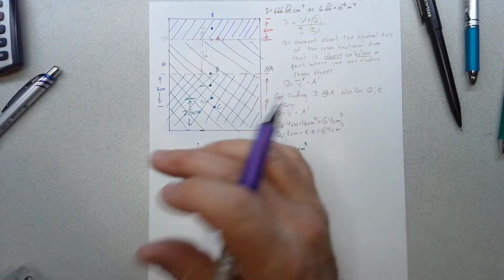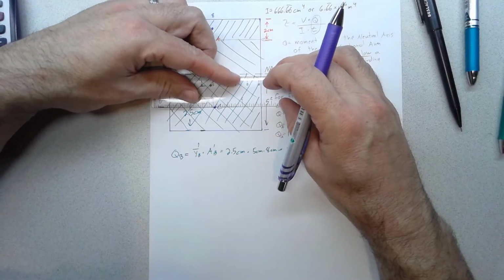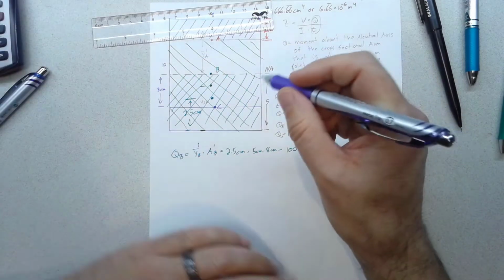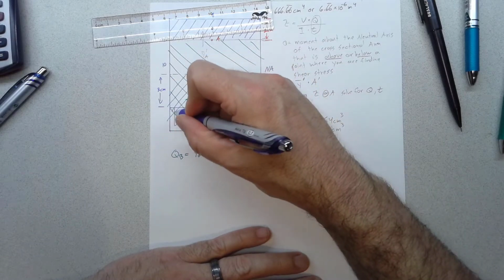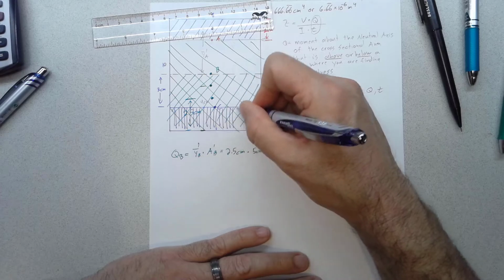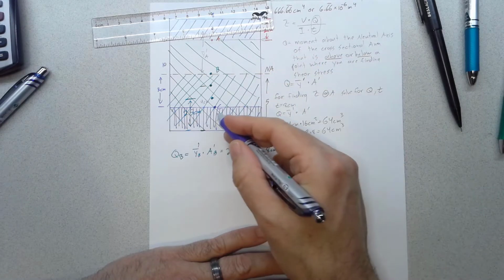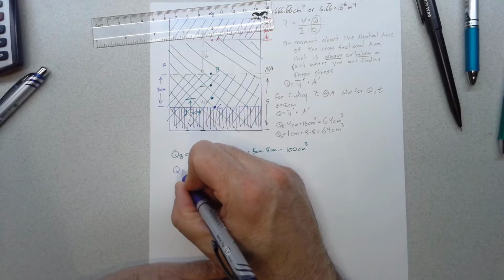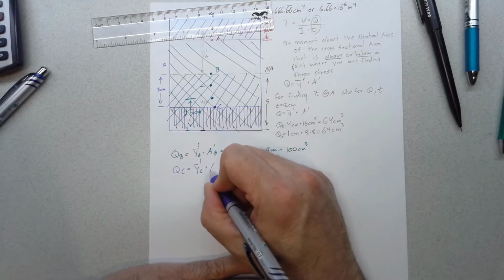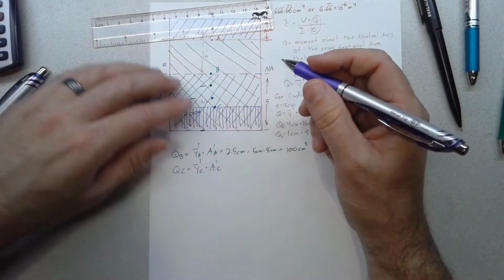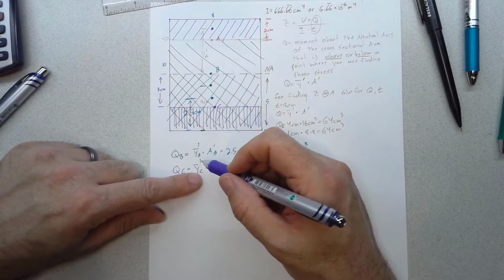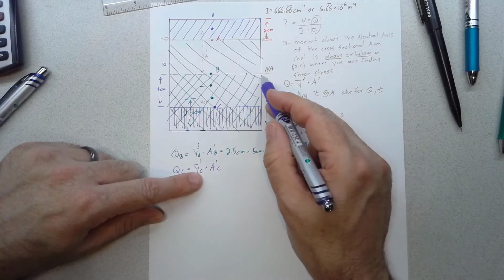So now we're looking at C. Drawing's getting a little crowded, but we're going to look at a plane cutting through C. So now the shaded area, I'll do vertical shading. So Q at C is going to be equal to y bar prime of C times the area prime of C. And it's important to always keep in mind that the y bar when we're looking at Q is different than y bar to the neutral axis.